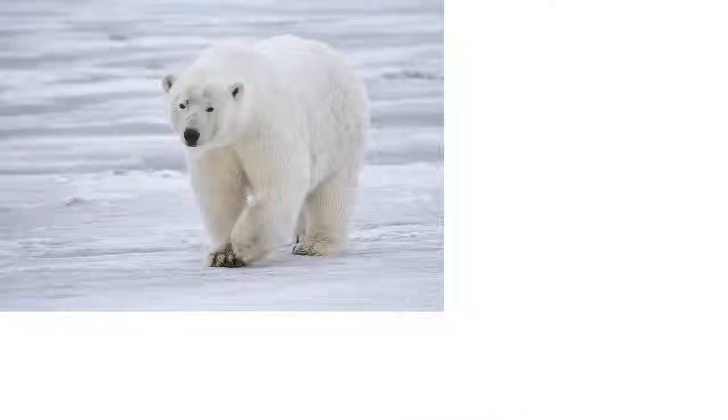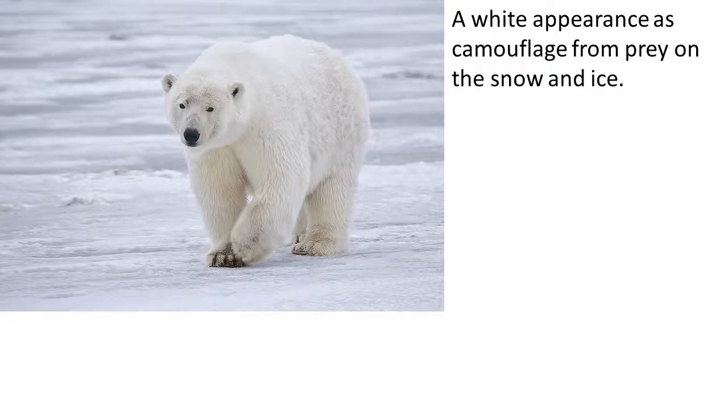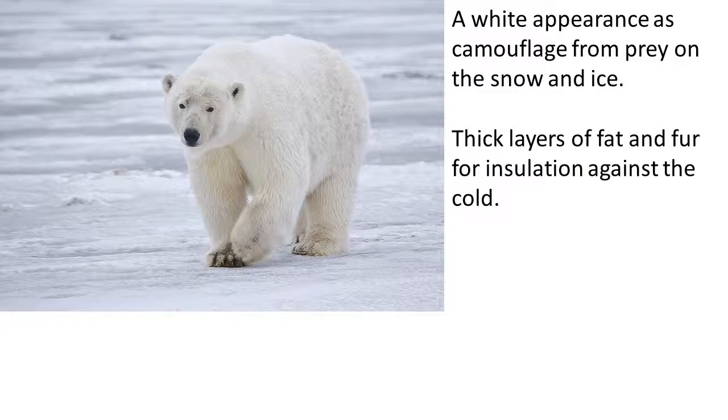A commonly used example when people are talking about adaptations is the polar bear. It's got a white appearance, so to camouflage it from its prey on the snow and ice so it can creep up on its prey, and this helps the polar bear catch its prey, feed and ultimately survive. Successful hunting also allows the polar bear to feed its offspring. Thick layers of fat and fur keep the bear from dying in extreme cold conditions.